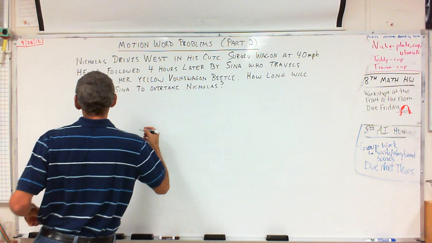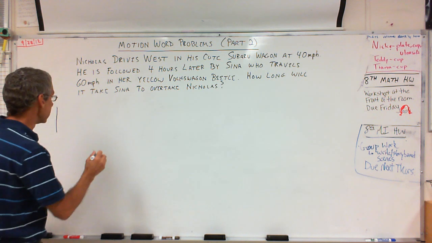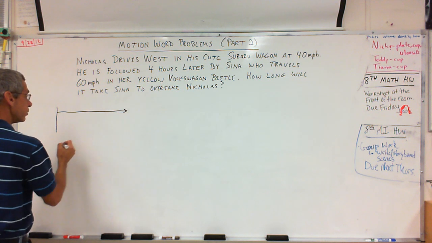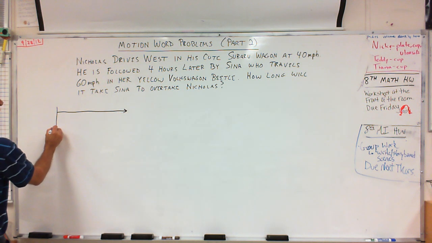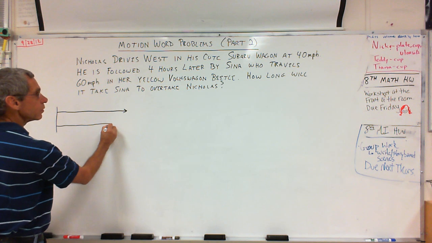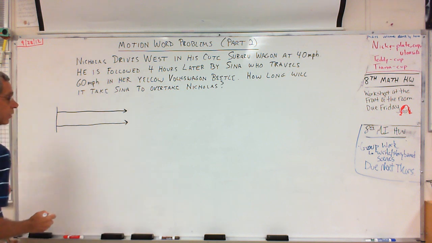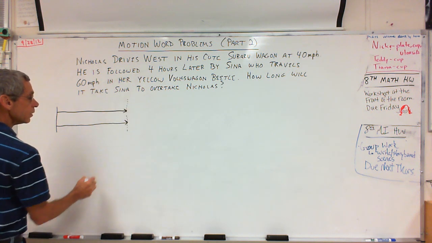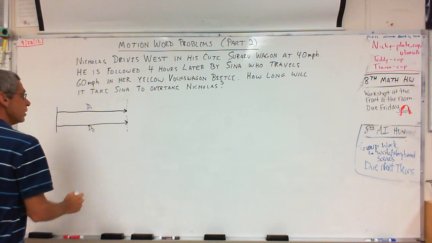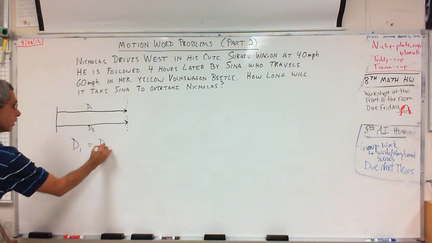This is the third scenario. The third scenario means they are both leaving from the same place, but not at the same time. The first car leaves at one time and is driving. The second car leaves 4 hours later, but still starts from the same place. And the question is how long will it take Sina to overtake Nicholas? By the time Sina overtakes Nicholas, look at that, their distances are identical. So this is D1, this is D2, and once we organize the data, our formula will be D1 is equal to D2.